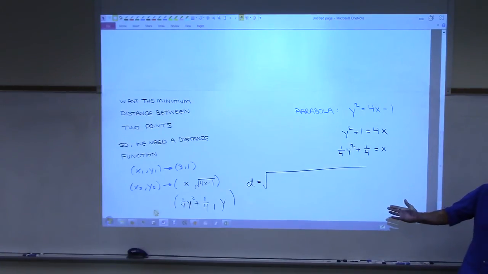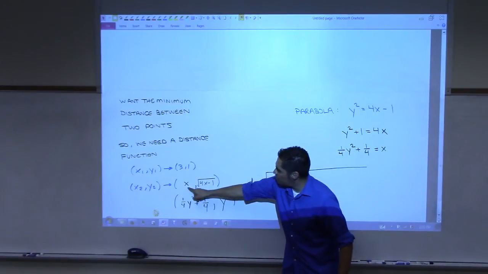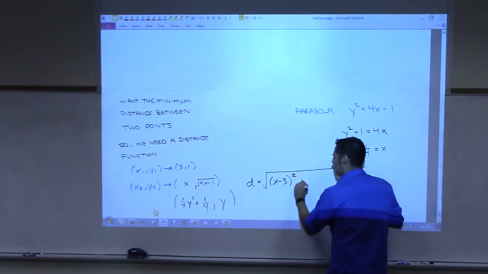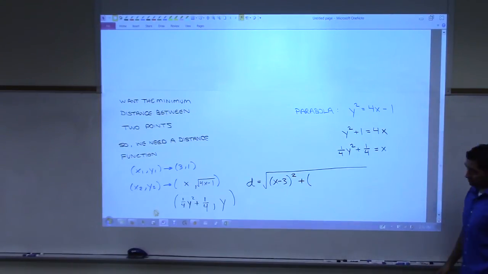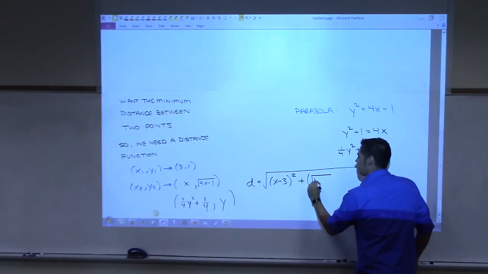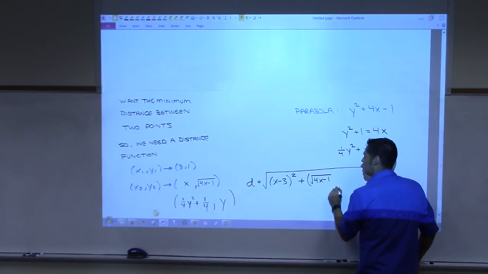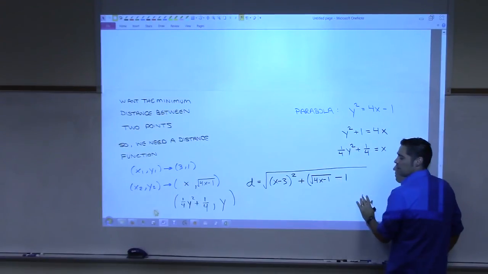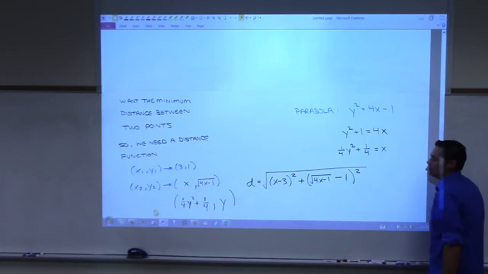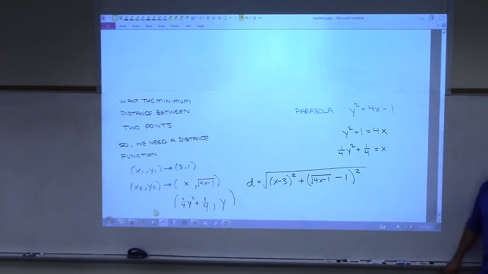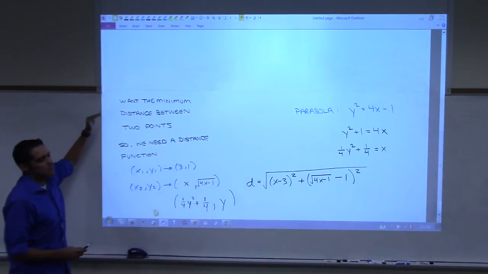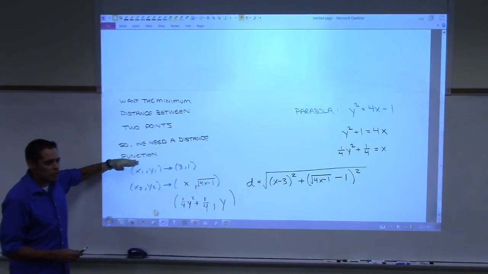What is x2 here for us? X minus 3, so that's going to be that quantity squared plus y2, square root of 4x minus 1, that's y2, minus 1, that quantity squared. Okay. I've lost my spot. Wanted the minimum distance between 2 points, so we need a distance function.